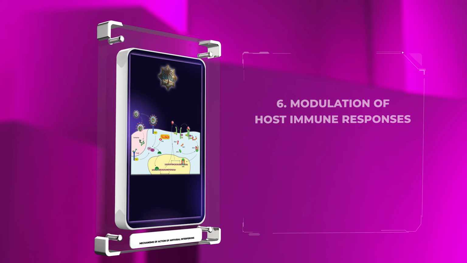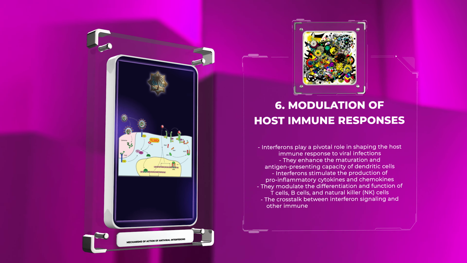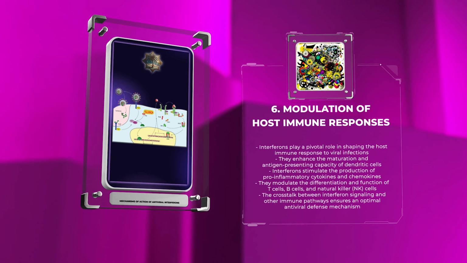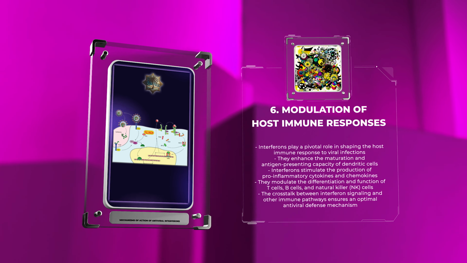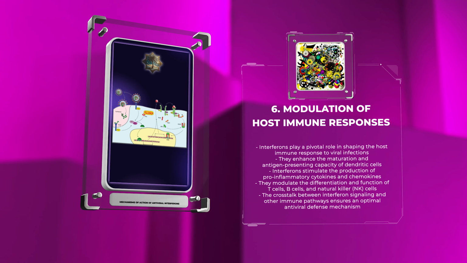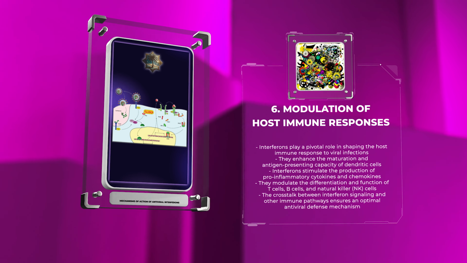Interferons, in addition to their direct antiviral effects, play a pivotal role in shaping the host immune response to viral infections. They enhance the maturation and antigen-presenting capacity of dendritic cells, which are crucial for initiating an adaptive immune response. Interferons also stimulate the production of pro-inflammatory cytokines and chemokines, which recruit immune cells to the site of infection. Furthermore, interferons modulate the differentiation and function of T cells, B cells, and natural killer, NK, cells, strengthening the overall immune response. The crosstalk between interferon signaling and other immune pathways ensures an optimal antiviral defense mechanism.